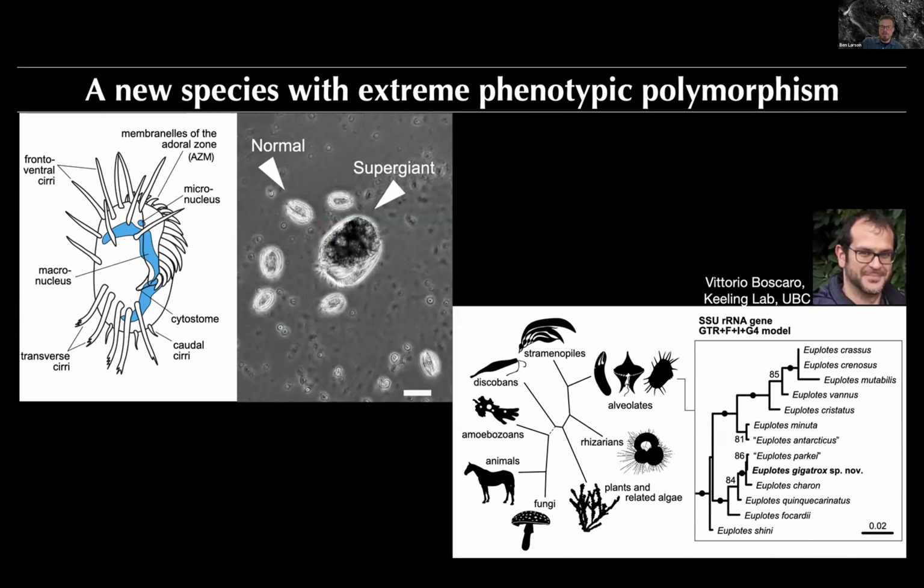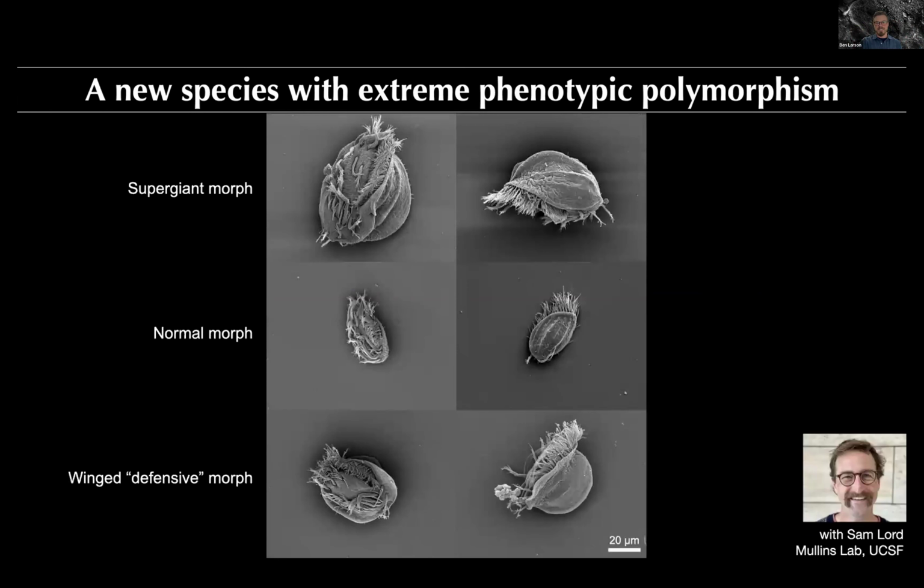I worked with collaborators in Patrick Keeling's lab and identified that this is in fact a previously undescribed species of Euplotes. We named it Gigatrox in reference to the giant fierce cells that we have. It's a new species of Euplotes, but it looks more or less like most Euplotes species, where we have these cirri on the bottom of the cell, this adoral zone of membranelles, and so cell architecture is like other species of Euplotes. But a key difference here is this dramatic phenotypic polymorphism.